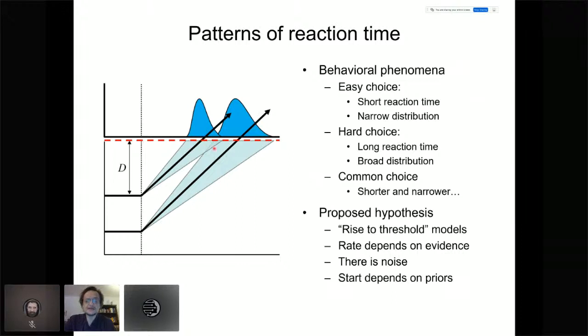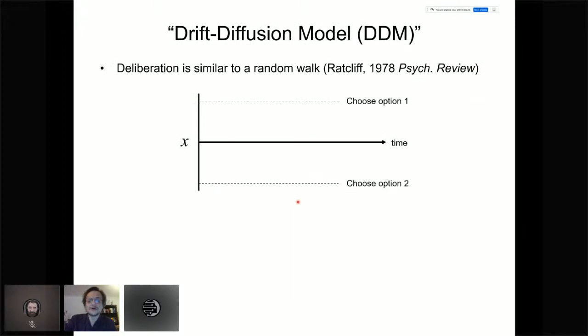And this basic thing can then be quantified. There's a distance to travel from start to threshold, there's a slope, and then there's the time taken to decide. And the relationship is relatively easy. These can now be compared to different distributions and accuracy rates, et cetera. And a model that explains these phenomena quite well is the so-called drift diffusion model, proposed by Ratcliff many years ago.